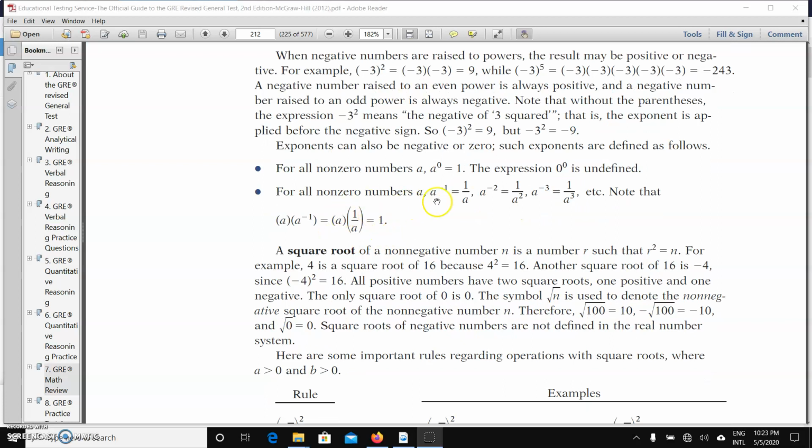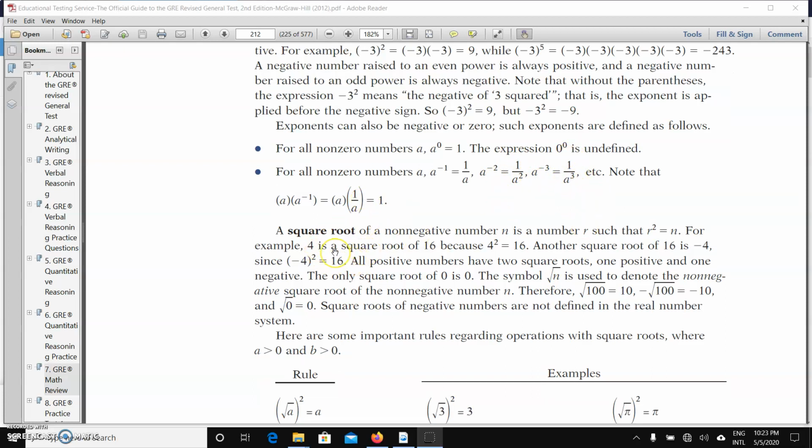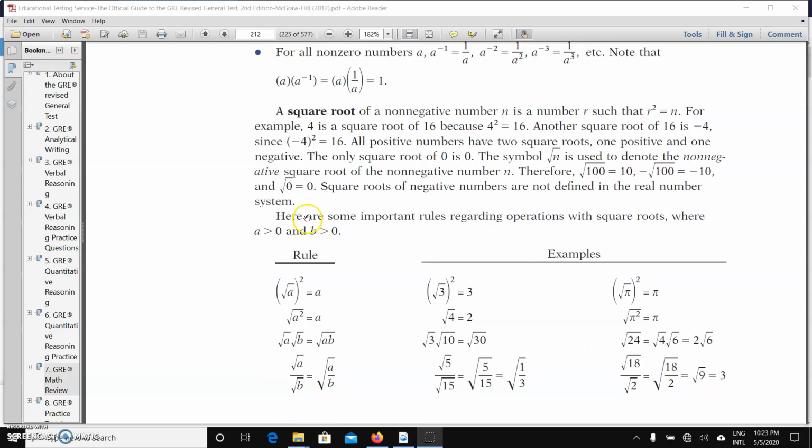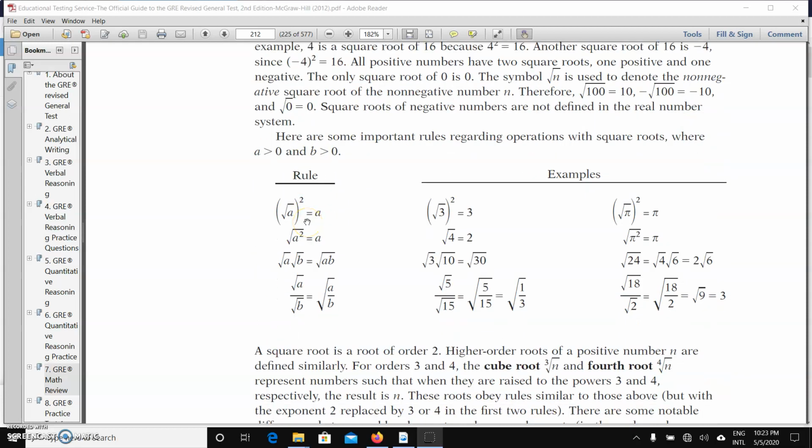Now, let me show you this. A raised to power minus 1 is going to give you 1 over A. That's the meaning. Minus 2 gives 1 over A raised to power 2. A raised to power minus 3 equals 1 over A raised to power 3. Stuff like this. You need to just understand it. You can check for this. You need to read this yourself really.